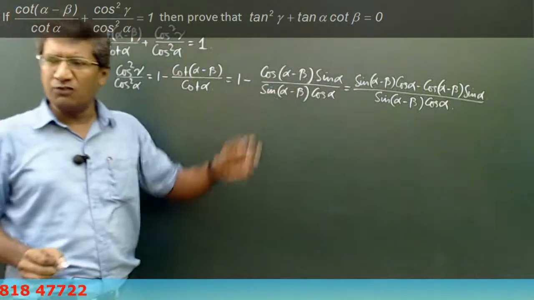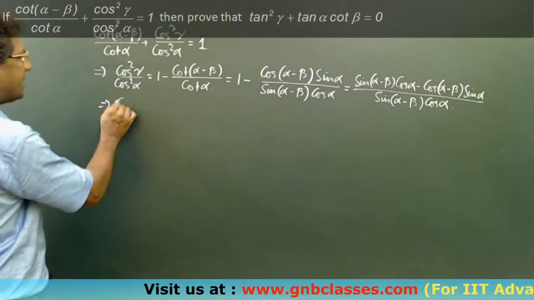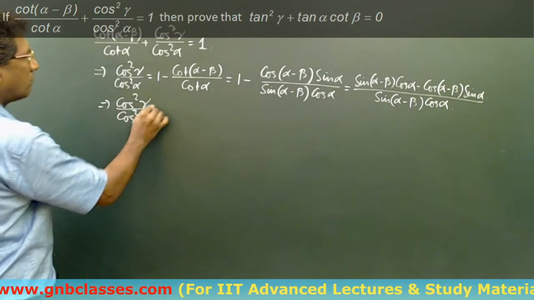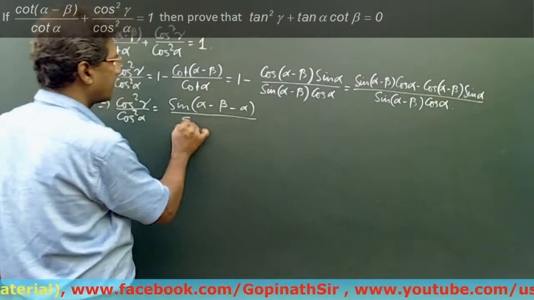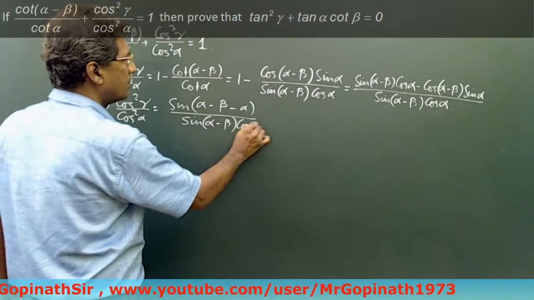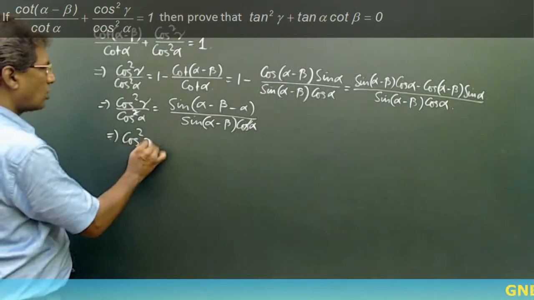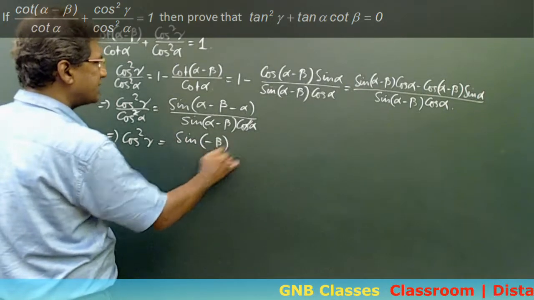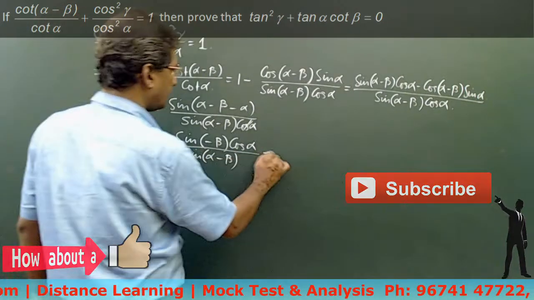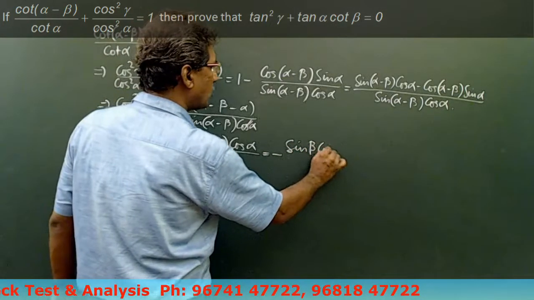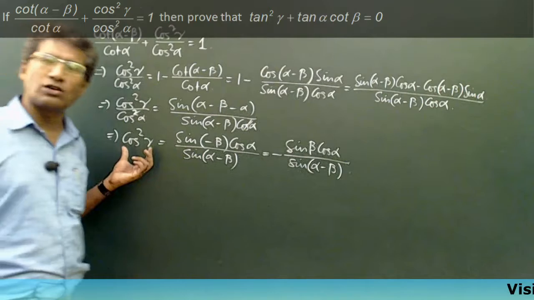Is it clear? Now in the numerator, if you observe, we will find that it is nothing but sine A cos B minus cos A sine B, which gives you sine A minus B. So what we are getting basically here is sine of alpha minus beta minus alpha divided by sine alpha minus beta cos alpha, right? So this cos and cos goes off. So we are left with cos square gamma, which is nothing but sine minus beta cos alpha divided by sine alpha minus beta, which gives you minus sine beta cos alpha divided by sine alpha minus beta. Is it clear? That is what we got as cos square gamma.